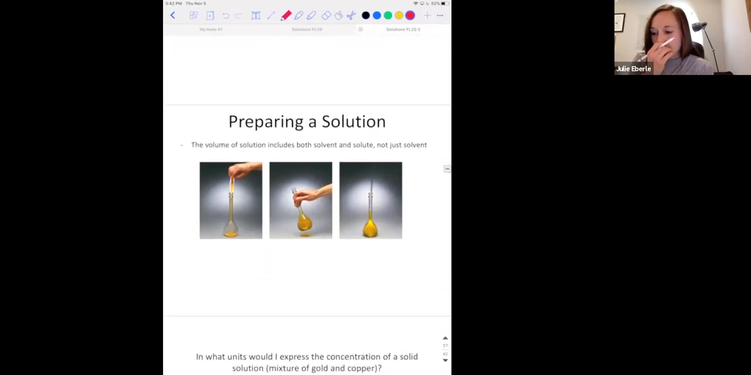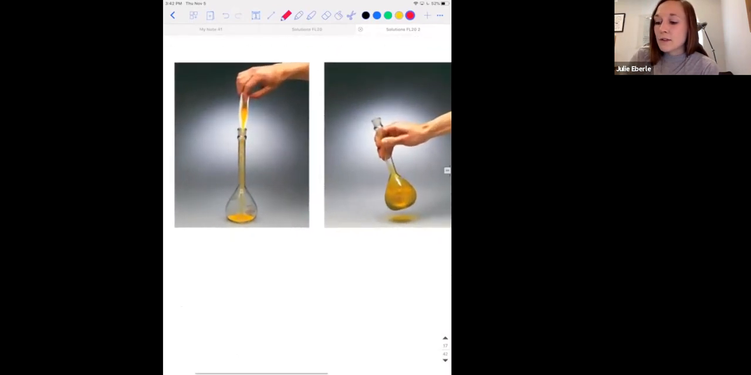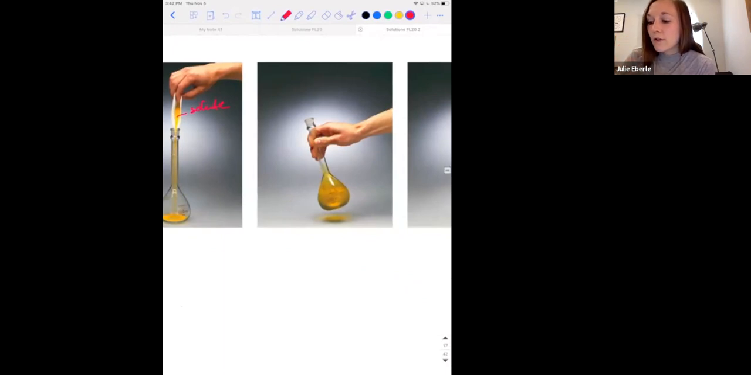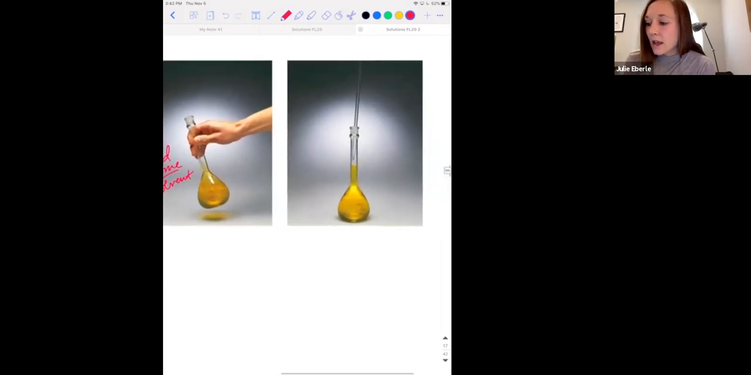By the way, last thing before we work some problems: when you go to prepare a solution, there's actually a particular way you go about it. You can't just dump in your solvent and dump in your solute. It's more technical than that. If this yellow powder is your solute, you'll dump it into your container, this is a volumetric flask. Then you add some, not all, but some solvent, and you mix it up. Then you finish adding your solvent.